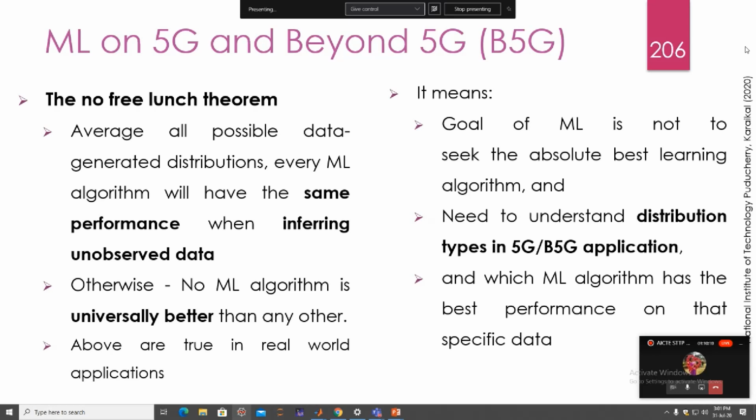So this statement is true for real-world applications. The goal of machine learning is not to seek the best learning algorithm, but to understand the distribution types in the case of 5G as well as beyond 5G applications. Because whenever we average over all the distributions of the data, the performance will become the same on unobserved data.